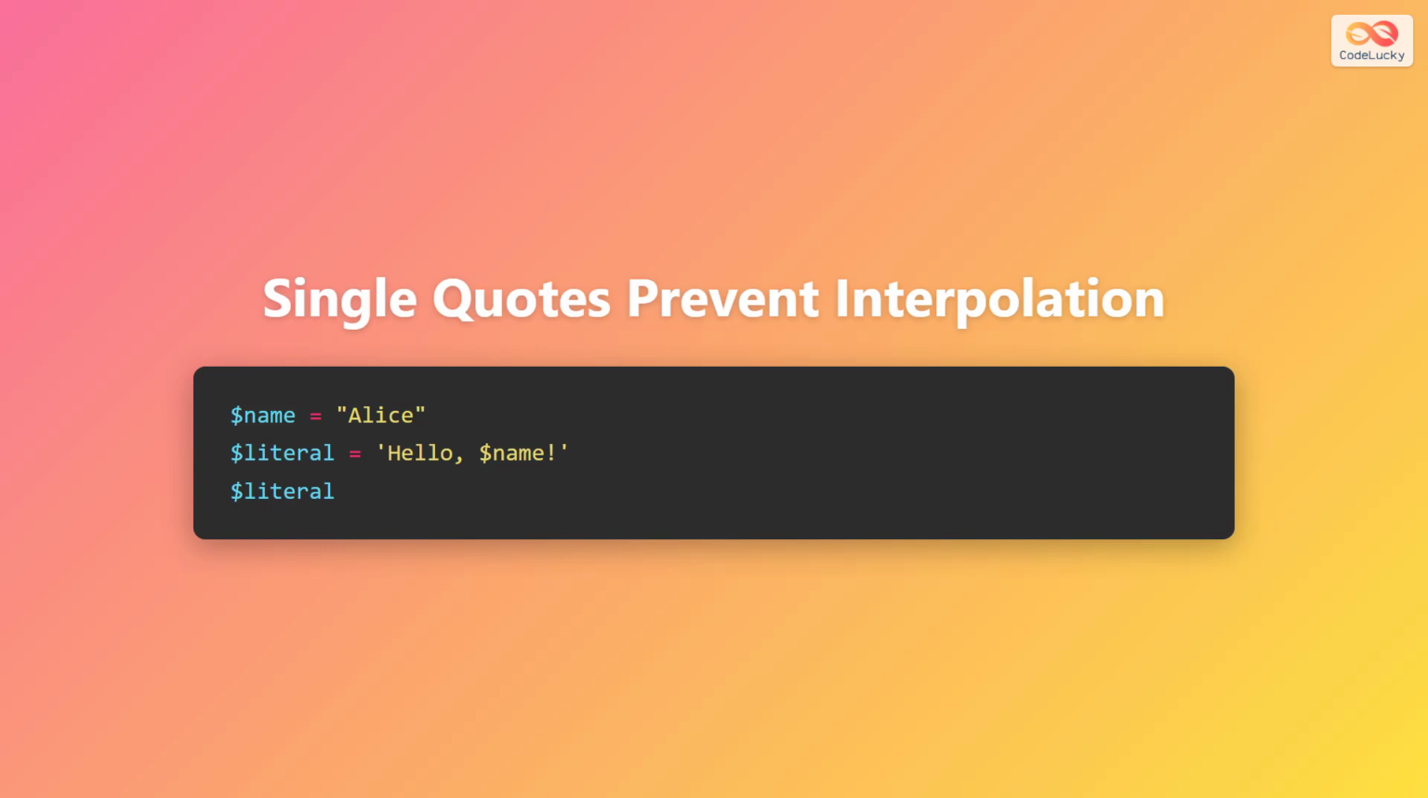Now let's see what happens when you use single quotes instead of double quotes. We still have our $name variable set to Alice. But this time, we create $literal using single quotes with the same text, 'hello, $name!' Single quotes treat everything as literal text. PowerShell does not perform any variable expansion inside single quoted strings.